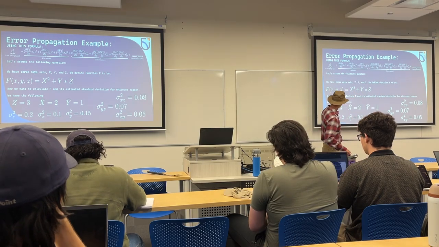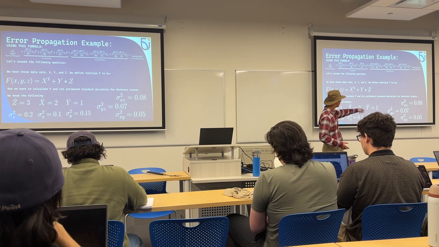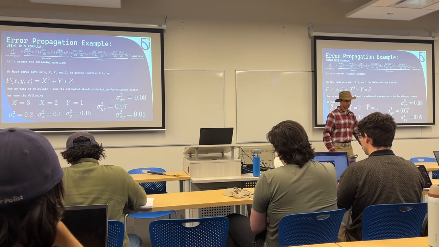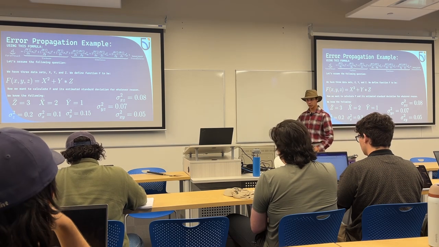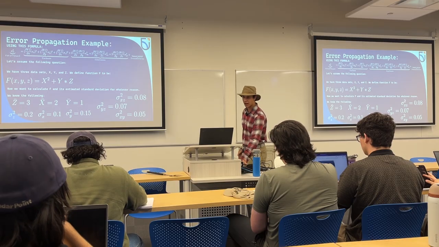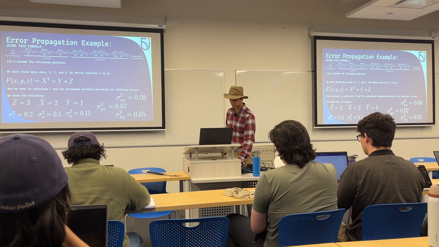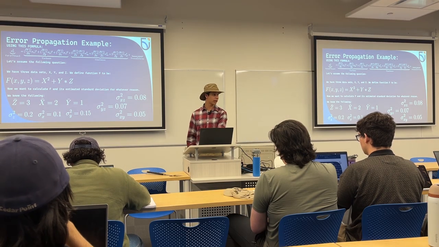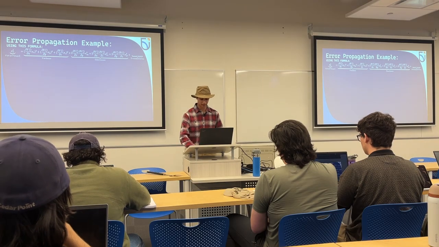Here are your sigmas, so those are your variances, and you have covariance terms that you must now account for. So we're going to do it without covariance first, and then we're going to do it with covariance and see how it changes our answer, just to really highlight my point.